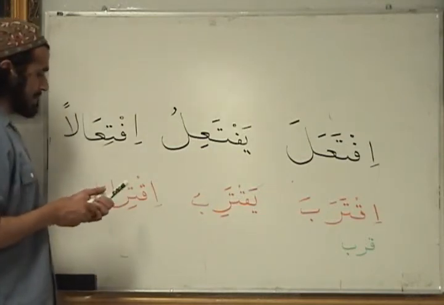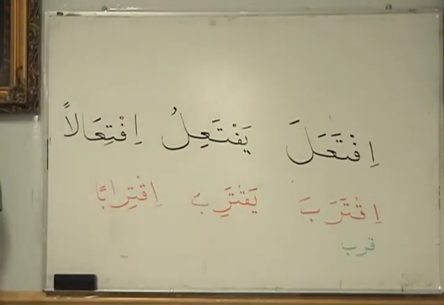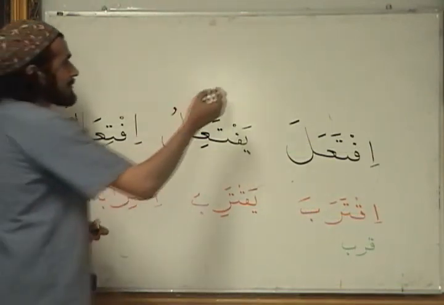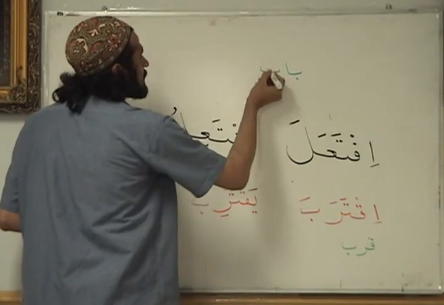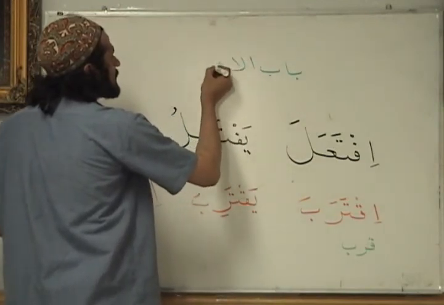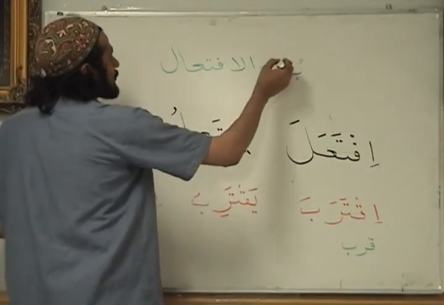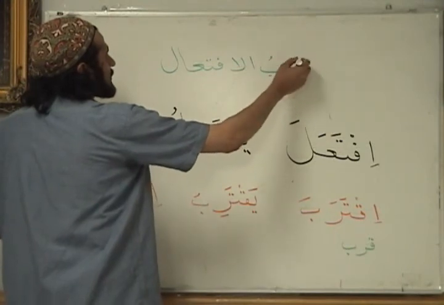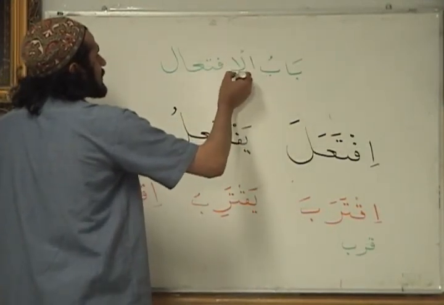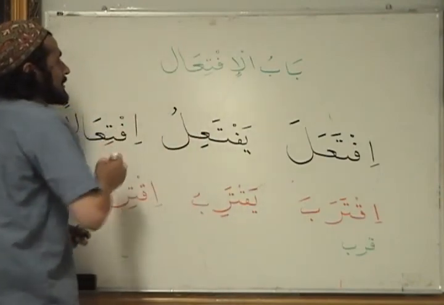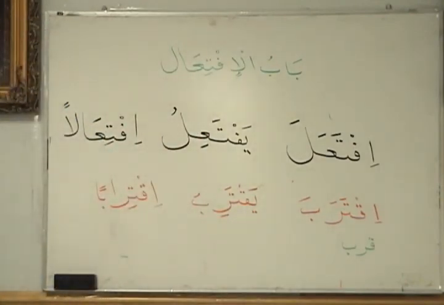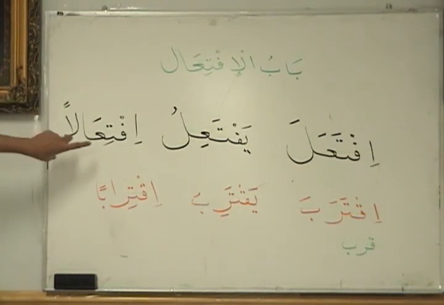This is called Babul Ifti'al. Now these are called Babs. Each one is a Bab. Bab in this context means like form or format. So Babul Ifti'al is a Bab. It's a form, a well-known form of Thulathi Mujarrad or Mazid? Mazid. It's called Babul Ifti'al because that's the Masdar, right? The Masdar is always in this form.